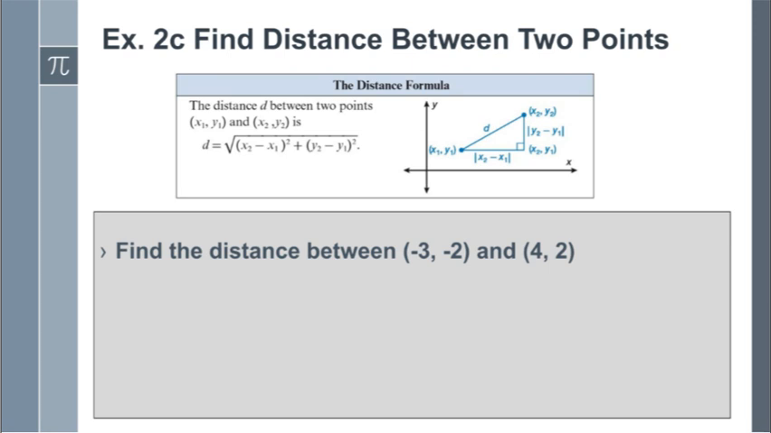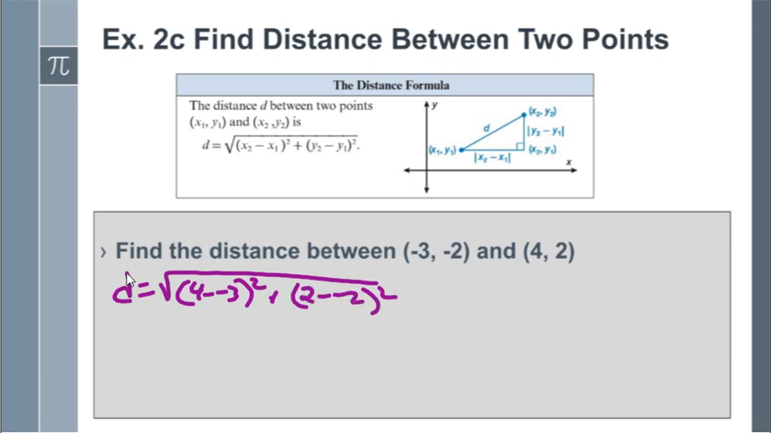Next one, substitute our numbers in. So we have 4 minus a negative 3 squared and 2 minus a negative 2 squared. 4 minus negative 3 is 7. 7 squared is 49. 2 minus a negative 2 is 4. 4 squared is 16. Now we have 49 plus 16 gives us the square root of 65.